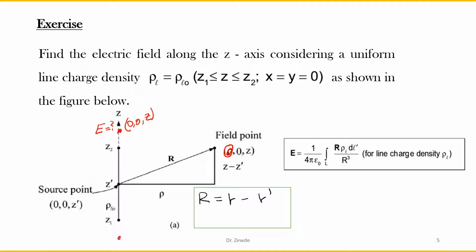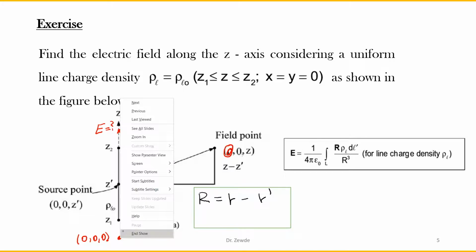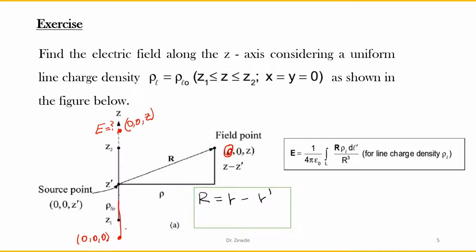Let's say the origin is here, so this is 0, 0, 0. So r is the distance between this. It goes from here all the way up to here. So this is r. The vector from the origin to the field point, where the field point is here.